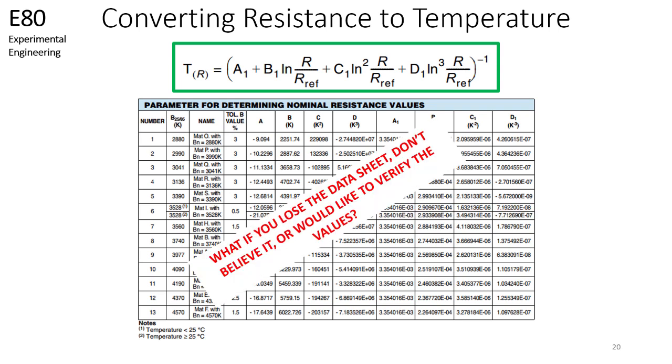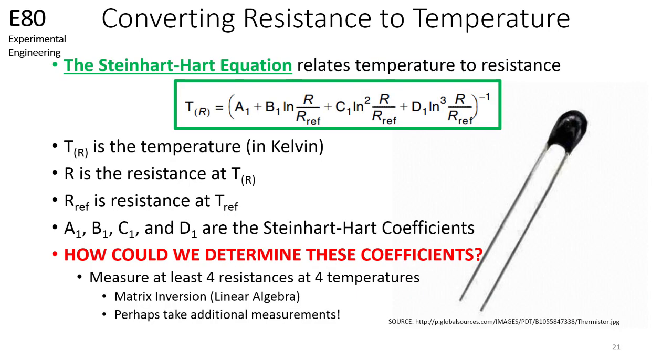Now, what would happen if you lose the datasheet for your thermistor, don't believe the information that is on the datasheet, or would like to verify the coefficients yourself? How could you obtain the Steinhart-Hart coefficients? Well, you could certainly create different temperature baths and first determine each bath's temperature using a different device, such as a thermometer or another temperature sensor.